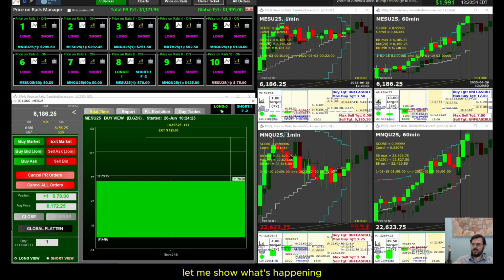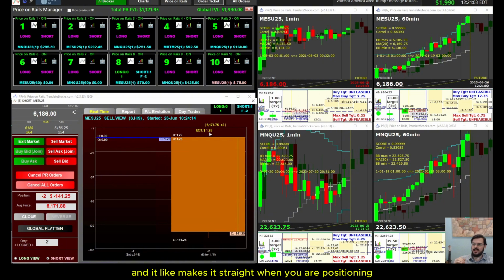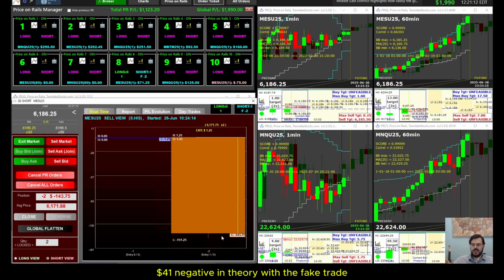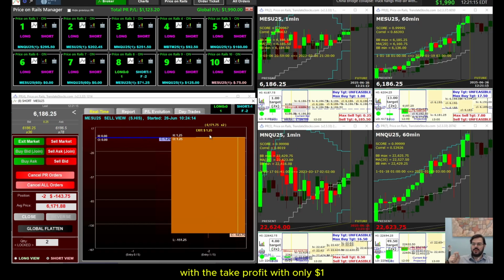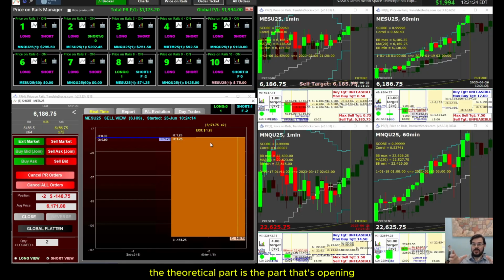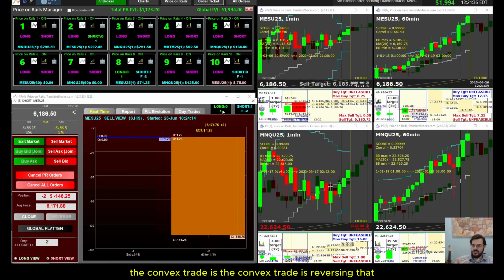Let me show what's happening. The stop loss that you have will be the exit for the short trade. Okay, so this is the short trade. We have like $1.25, and it makes it straight when you are positioning. It's now $41 negative in theory with the fake trade, with the take profit with only $1. So here the theoretical part is the part that's opening a very big dollar amount to one side with a very short dollar amount to the other side. And we reverse that, the convexity trade is reversing that.